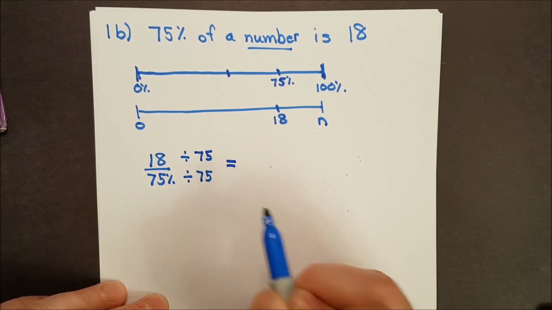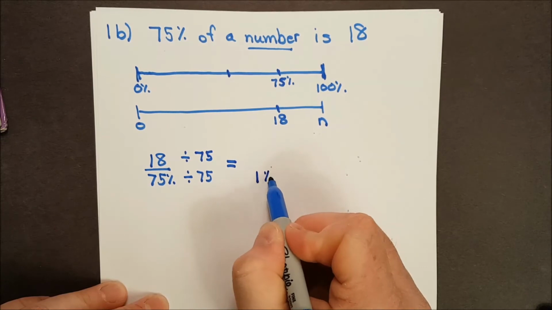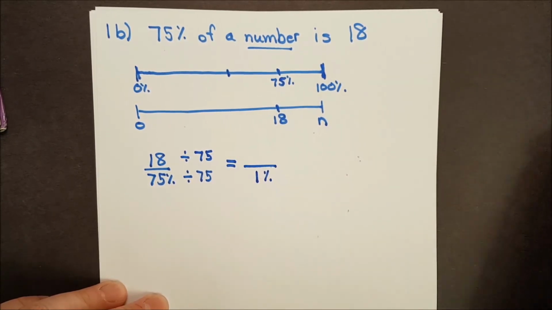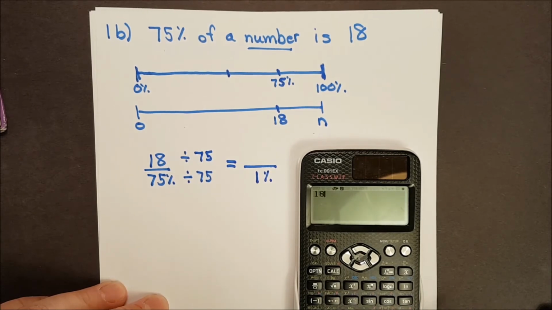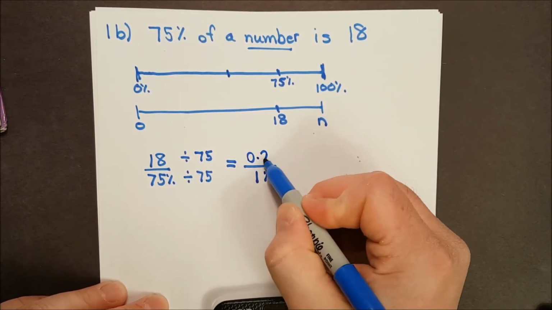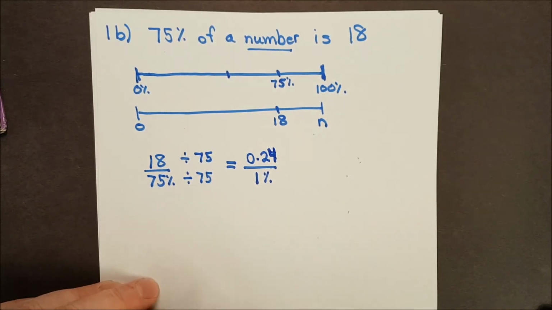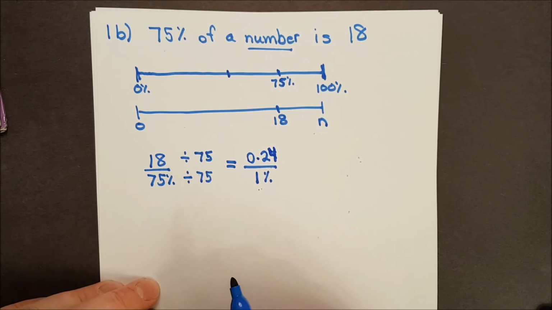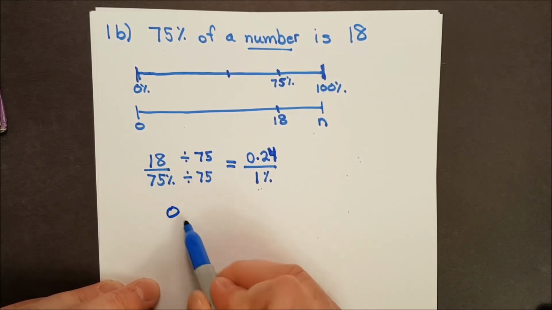So, which gives us 75 divided by 75 is 1 per 1%. And 18 divided by 75 is 0.24. Okay, so 0.24. Now we know that for every 1%, we have 0.24. So let's write that down here.